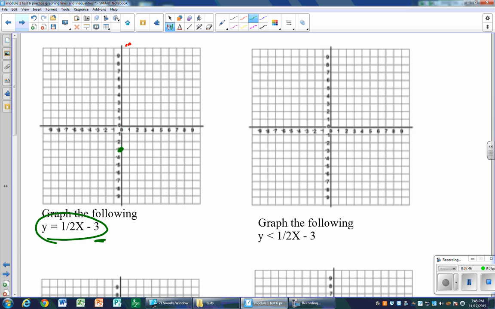Now, the related rate, the rate of change, delta y over delta x. Delta y is 1. It's positive, so we go up 1, and we go over 2. That's the second point. Up 1 over 2, up 1 over 2, up 1 over 2, and we have a line. Don't forget to label it with the equation y equals 1/2 x minus 3. And we have finished graphing that one.